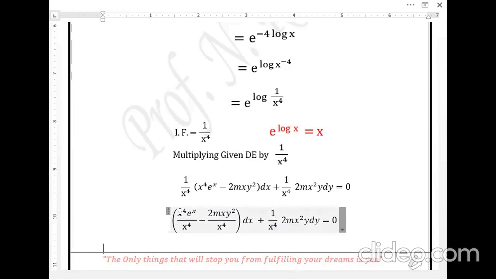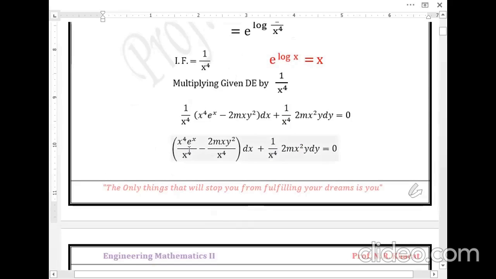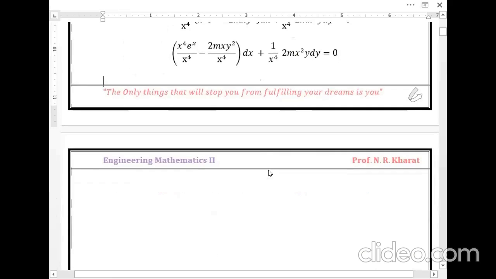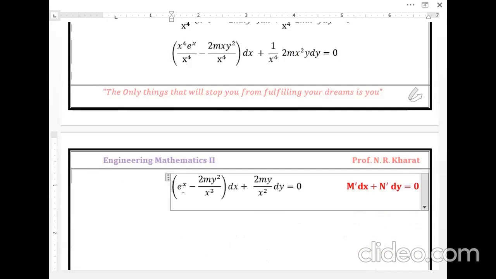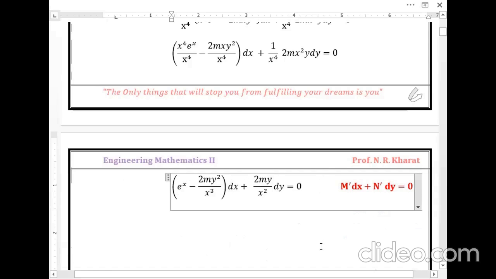And in a similar way, again we have to make the cancellation of x raised to 4. The power of x is 1 in the numerator and 4 in the denominator, so we have to make the cancellation. Again, x square is cancelled with x square, which is present in the numerator and denominator respectively. So we got the new terms: e raised to x minus 2my square upon x cube into dx plus 2my upon x square dy is equal to 0, which is the differential equation in the form of M dash dx plus N dash dy.